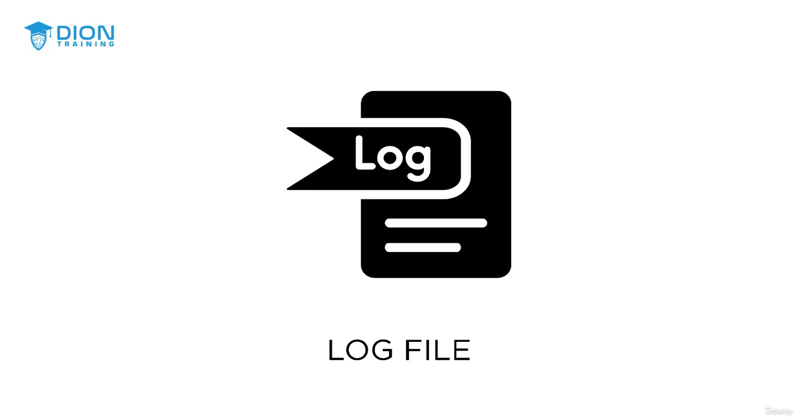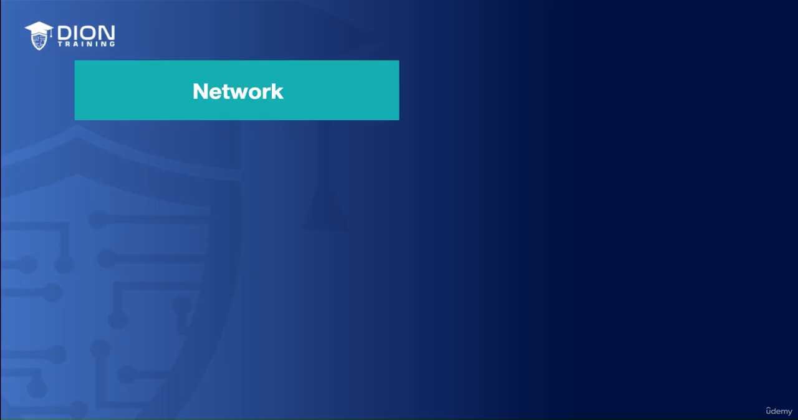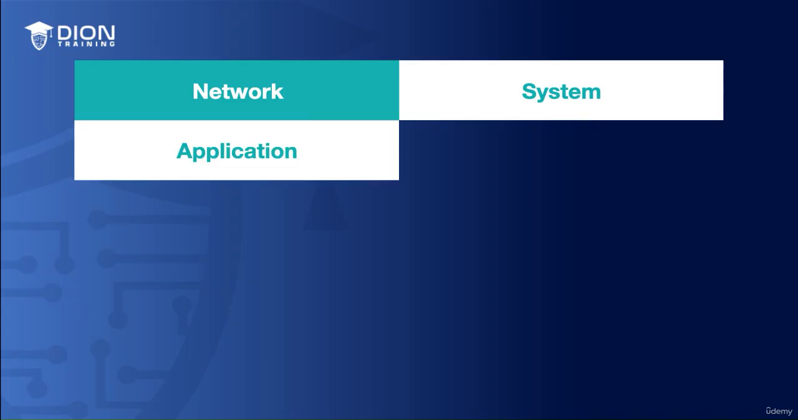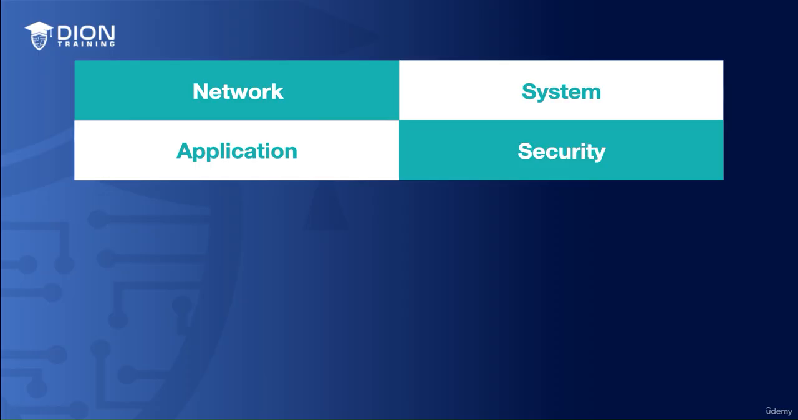Now, there's lots of different types of log files out there. For example, we have network log files that are going to keep track of all the things that are going through our routers and our switches. We have system log files that tell us what's happening on an individual host or server. We have application log files that tell us exactly what each application is doing on a given system. We have security log files that are going to monitor things like failed logins and successful login attempts and other things like that.